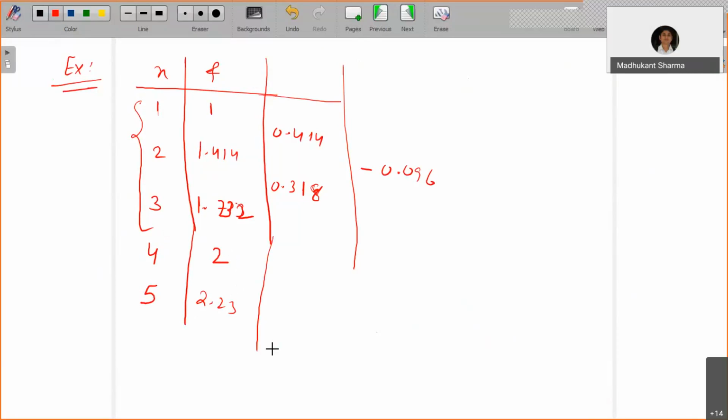Okay, so 2 minus 1.732, that is 0.268, and 2.23 minus 2 is 0.23, and what we have here is 0.268 minus 0.318, that is minus 0.05, and you have 0.23 minus 0.268, that is minus 0.038. So you require up to second order divided differences.